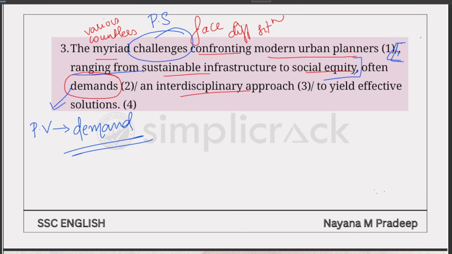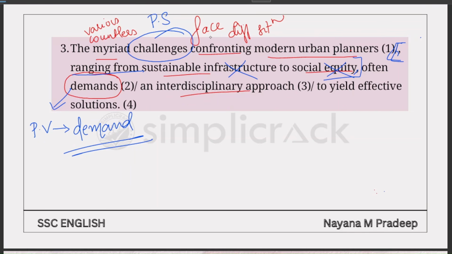So whenever in such questions you see a phrase that comes between two commas, eliminate it completely. That itself eliminates words like infrastructure, social equity, etc. All these are singular nouns, so that will reduce the confusion there. Now look at the first part of the sentence.